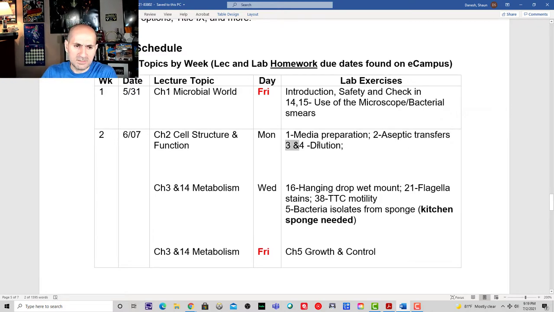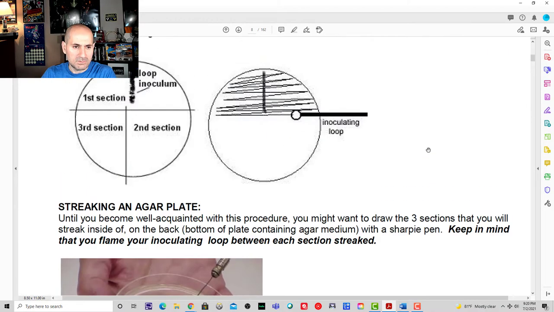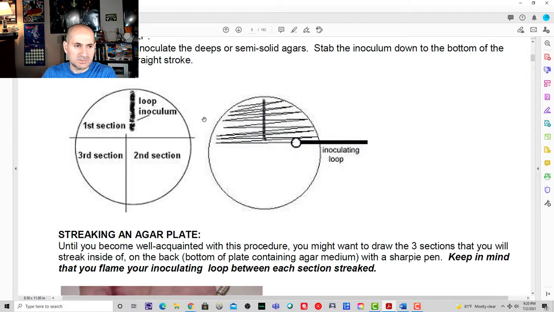Okay. What about labs 3 and 4 with regard to dilution? Let's talk a little bit about labs 3 and 4, dilution. Oh, one thing before I move on to dilution, you should know why we do a streak plate. Remember, we do a streak plate for isolated colonies. So you should know why we do a streak plate and what a good streak plate looks like. Also, you should know the difference between a streak plate, a spread plate where you spread the bacterium all over the surface, so you're only going to get colonies at the surface, and a pour plate.